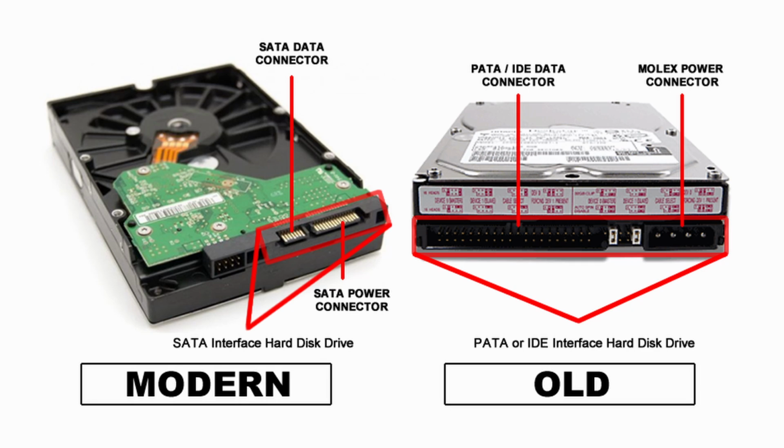With the PATA, the 4-pin one was for power. The Molex was for power. And the long one was for data. This type is called SATA, serial AT attachment. SATA, serial ATA. AT stands for advanced technology. Serial advanced technology attachment.